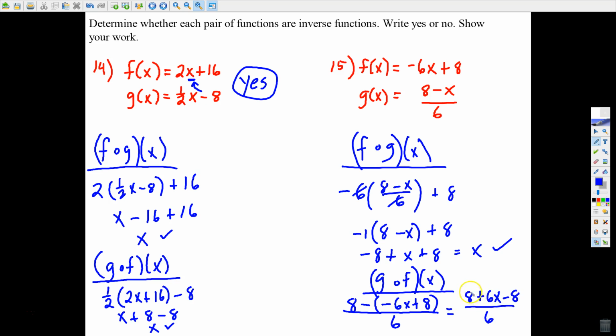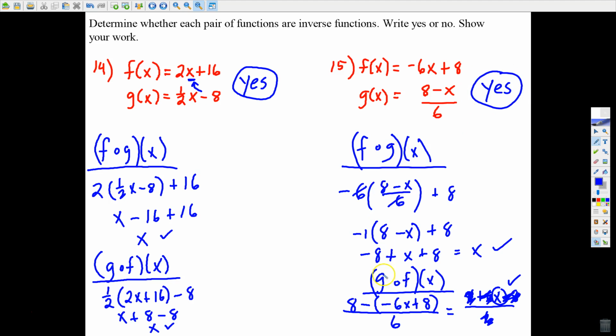So let's do some mental math. 8 plus -8 is 0. So these are just going to become 0. You're left with 6x divided by 6. 6's would cancel, and you are left with x. So that checks out. So these are also inverses.